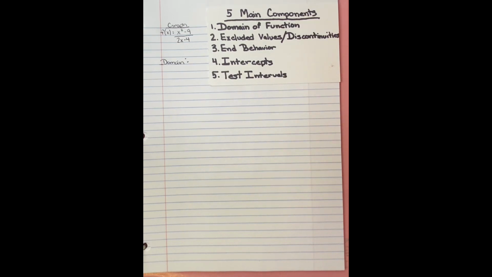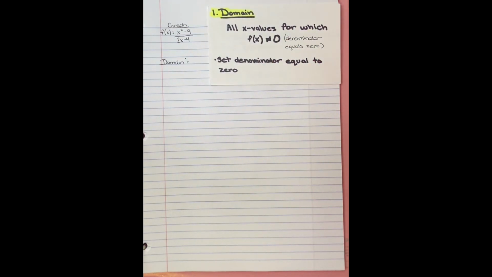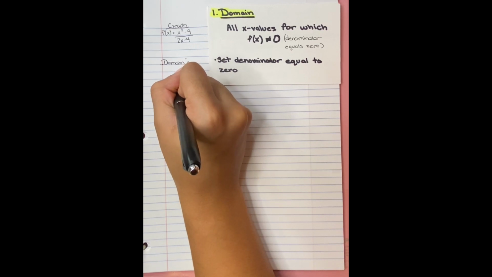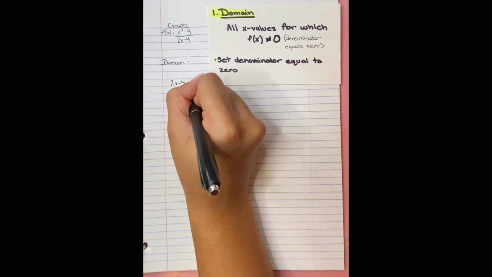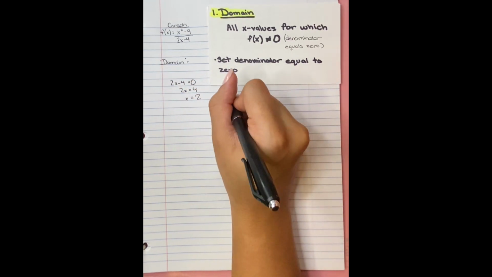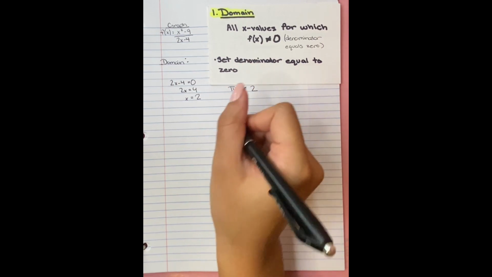Utilizing these 5 main components can help us graph rational functions. The first thing we're going to want to take a look at is our domain. To find our domain, we're going to look for all our x values for which f of x is undefined. So basically, we're just going to want to set the denominator equal to 0. So 2x minus 4 equals 0, 2x equals 4, and then x equals 2. So that means our domain for this function is going to be all real numbers except for 2.